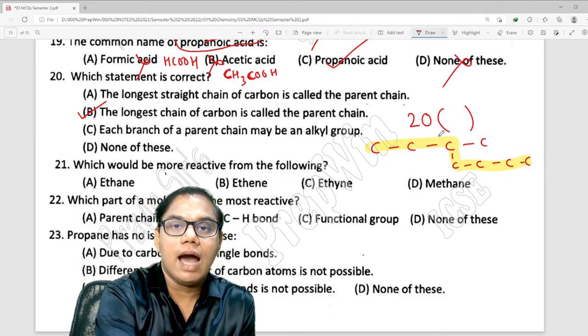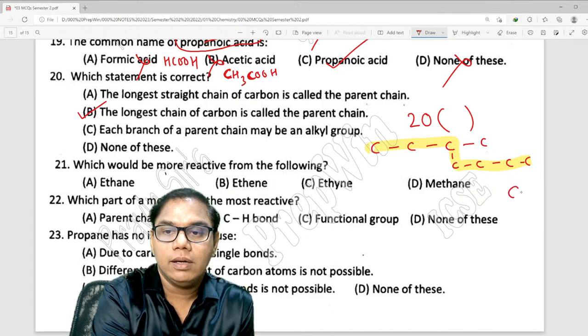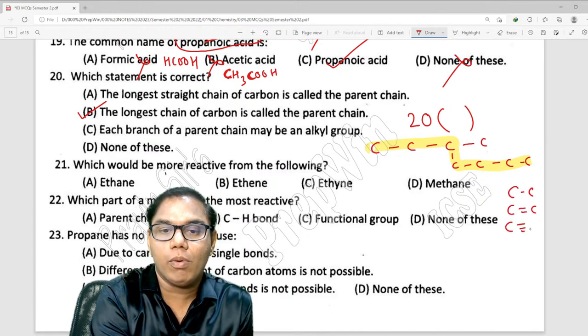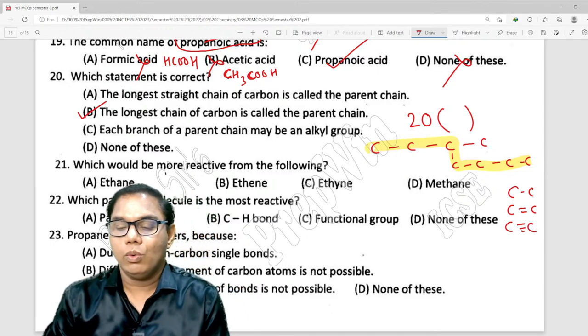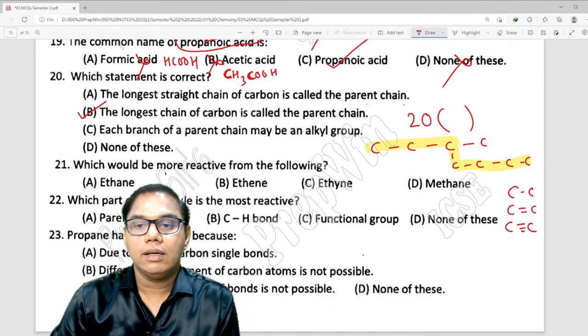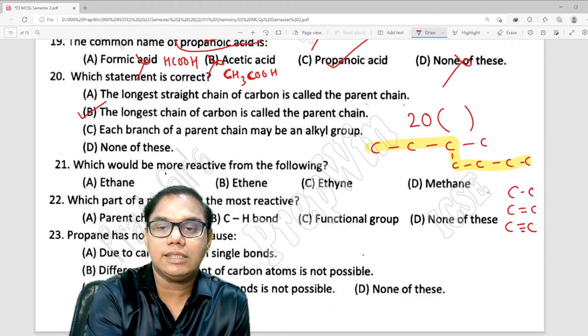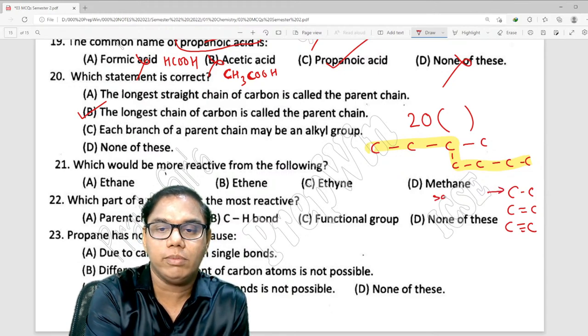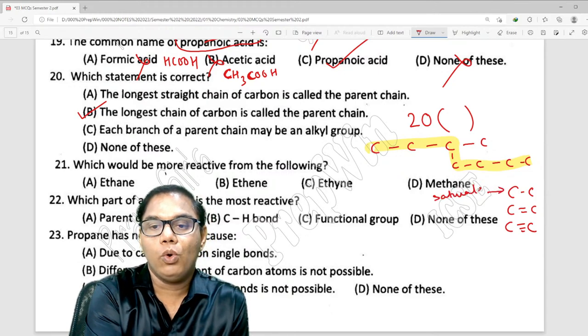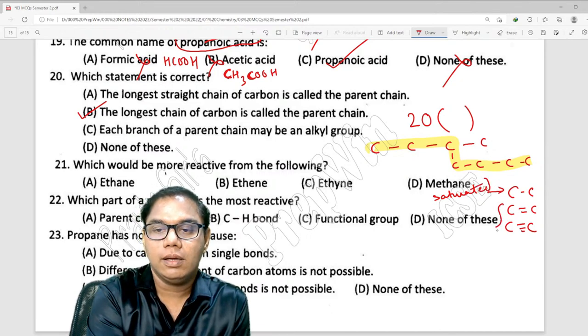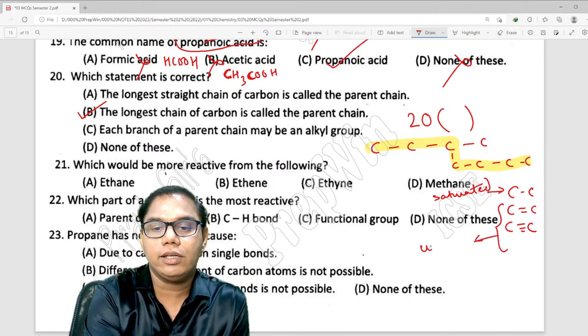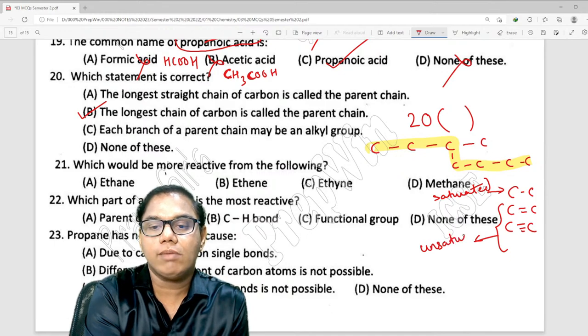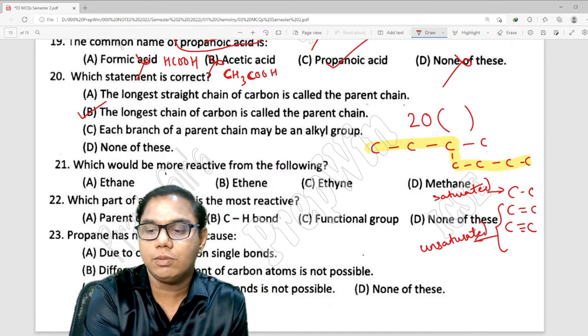Carbon-carbon single bond, carbon-carbon double bond, carbon-carbon triple bond, which is more reactive? Carbon-carbon single is called saturated. Saturated ho chuka hai, no more reaction is possible. These are unsaturated, because further reaction is possible. Isliye ye bhi give reason mein poochte.